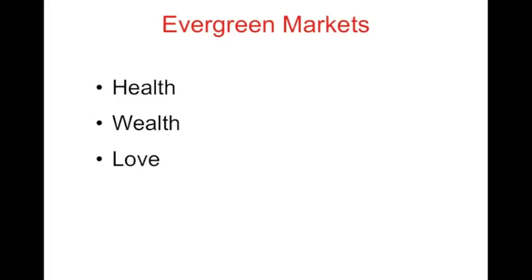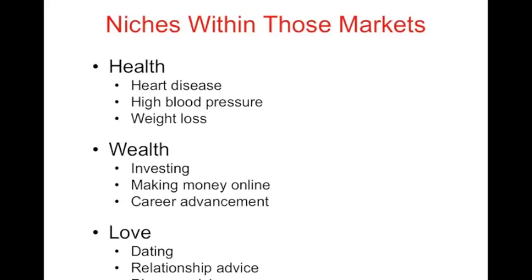Okay, so here are examples of what I call markets. A market is basically a big group of buyers and sellers, but there's three evergreen markets that we usually talk about in internet marketing: health, wealth, and love. Health is pretty straightforward. People have problems with diseases or are trying to improve their health or physical fitness, that sort of thing. Wealth has to do with making money, with career advancement and that sort of thing. And then love has to do with dating and whatnot. And I'll give you some examples right now.